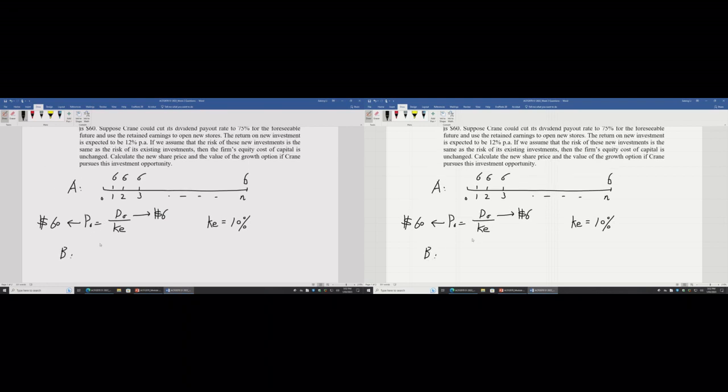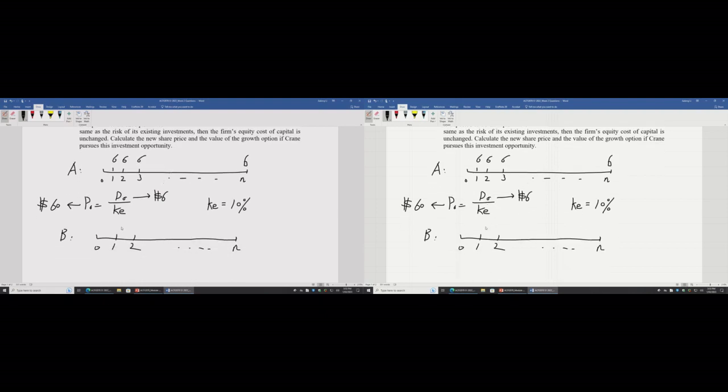So now think about plan B. So plan B now will be different. We cut the dividend payout, right? We cut the dividend payout. We have retained money to support the new investment. So new investment will bring more cash flow, more income. So your dividend will actually grow, okay? And here, we have the constant growth rate. So let's just say this is D1. And next period will be D1 times (1 plus g). And this is D1 times (1 plus g) to the power n minus 1.